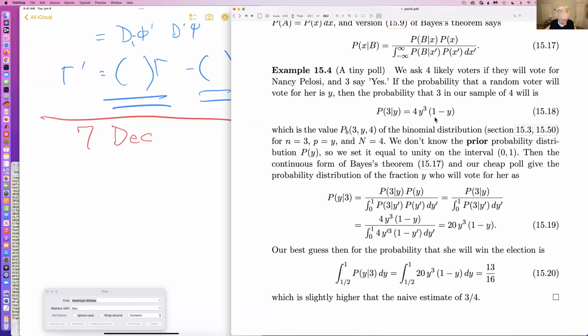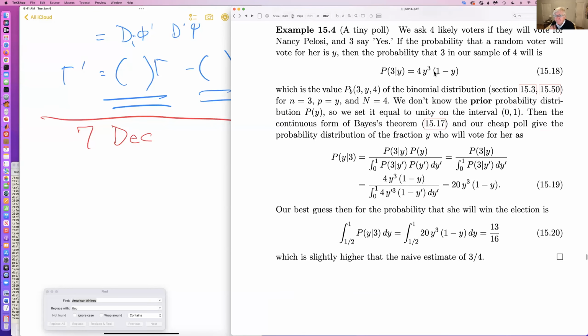Now let's look at a poll. What I'm going to be saying here about polls is a simple version of what happens, I think, in the big leagues when professionals do polls. Obviously they ask more than 4 people, but I wanted to keep the numbers simple. So I have 4 people asked if they're going to vote for Nancy Pelosi, 4 people who don't pay attention to American politics.